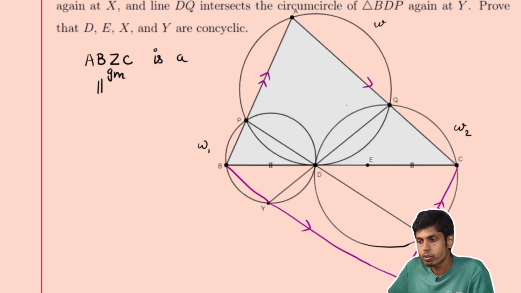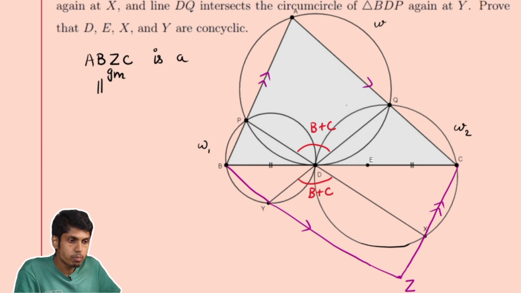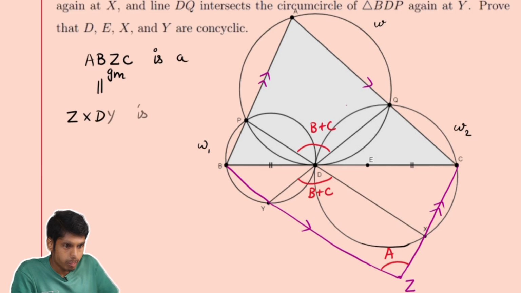We first figured out that angle PDQ is B plus C. And by vertically opposite angles, we get XDY is also B plus C. But since ACZB is a parallelogram, we get angle Z equal to angle A, and therefore ZXDY is a cyclic quadrilateral because A plus B plus C is 180. So let's write that down. ZXDY is a cyclic quadrilateral.